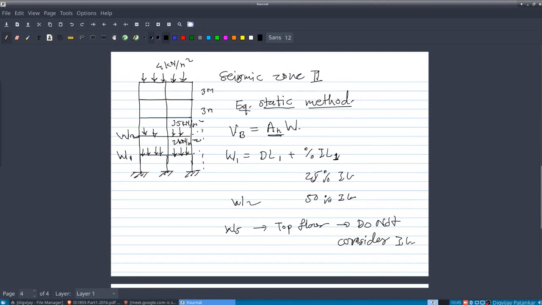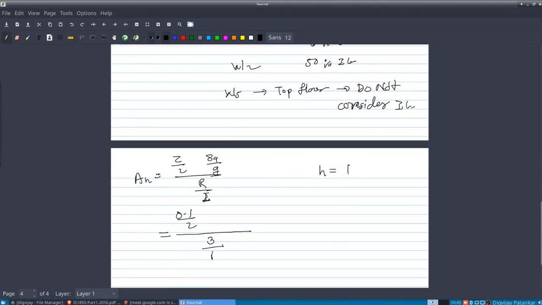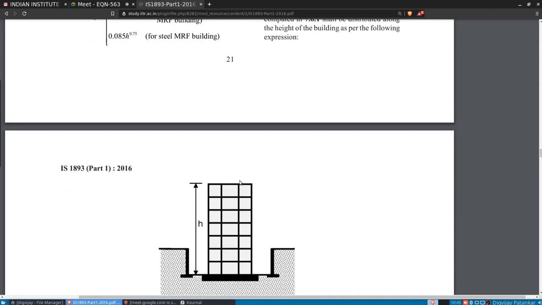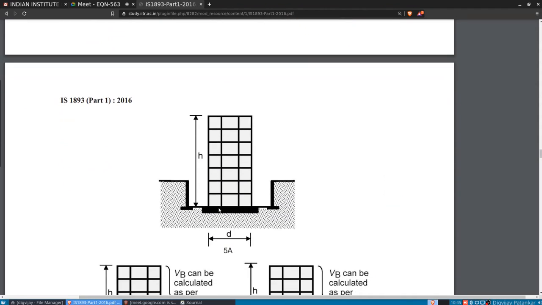(15 meter), yeah. And what is the D? So let us look at D. D is the base dimension of the building at the plinth level along the considered direction of earthquake shaking, in meter. So if you see the next page here, base dimension is D, this dimension at the plinth level.